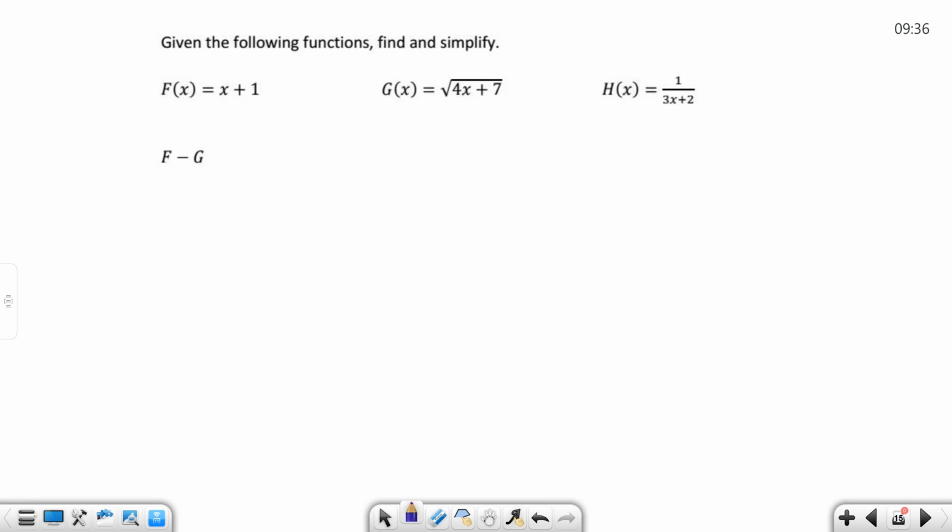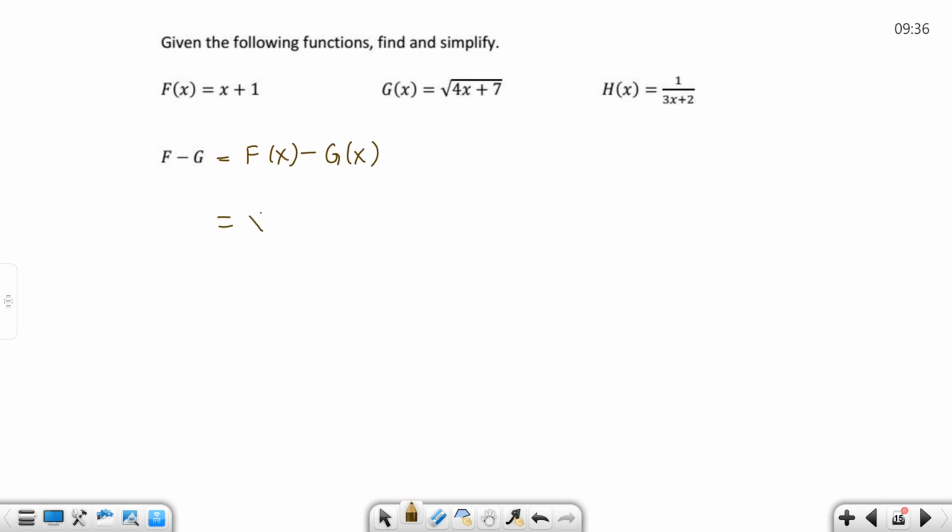Now notice I've changed my functions. I've got capital F, capital G, and capital H. It's not necessary that I change to capitals or anything, I just have 3 new functions. I have a polynomial, which is a line, x plus 1. I have a radical with an even root, 4x plus 7, and then a fraction, 1 over 3x plus 2. And I want to find f minus g. F minus g literally just means f of x minus g of x.